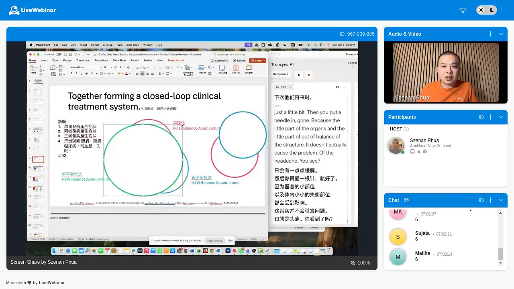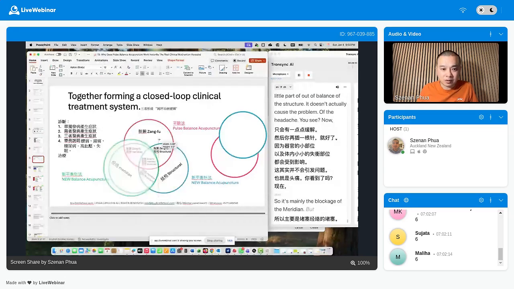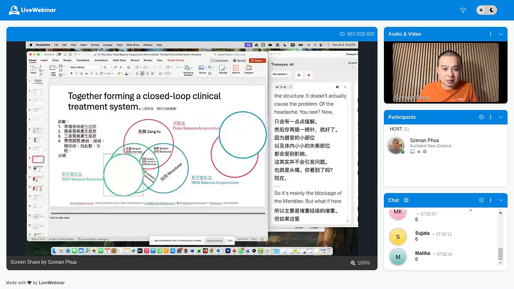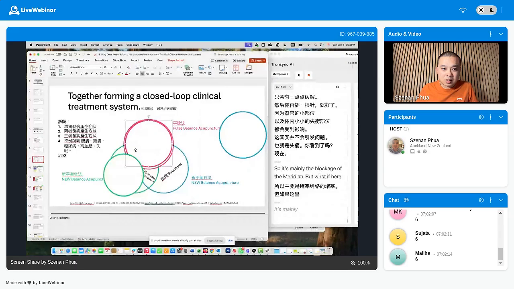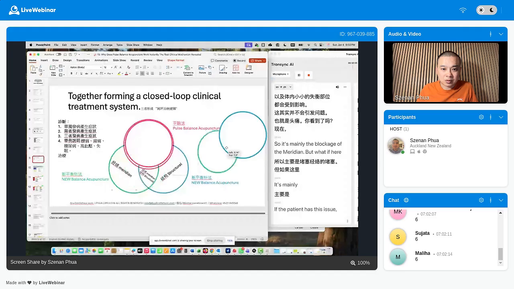Now, so it's mainly the blockage of the meridian. But what if here, if the patient has this issue, it's mainly from the organs.